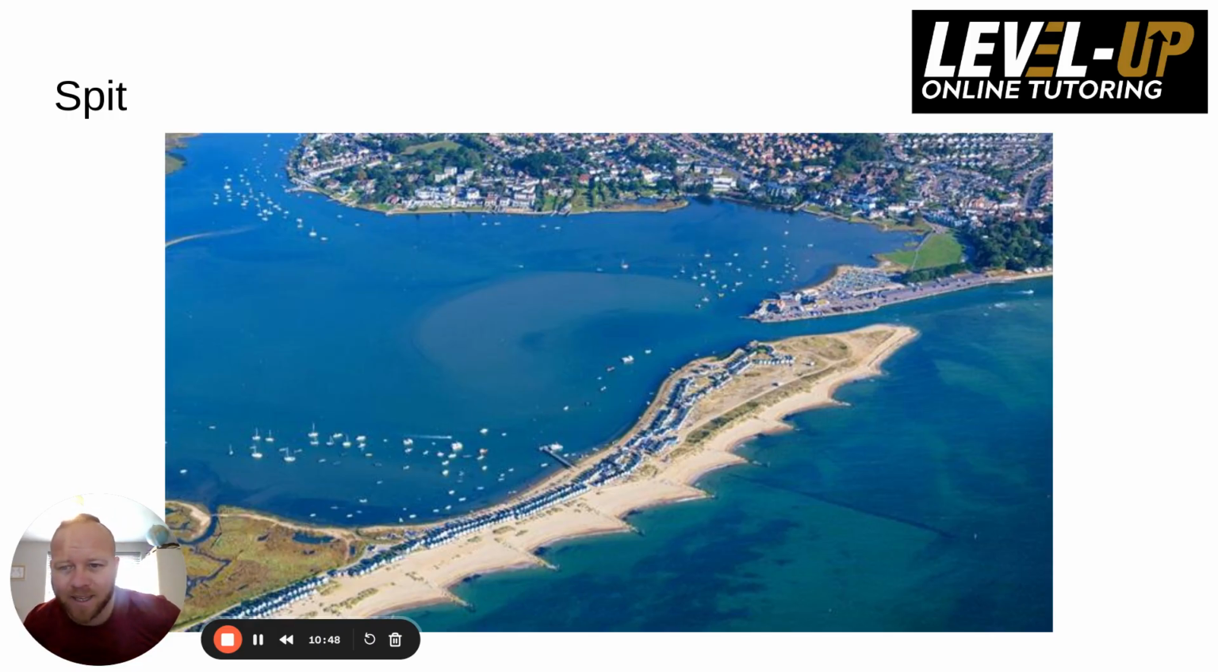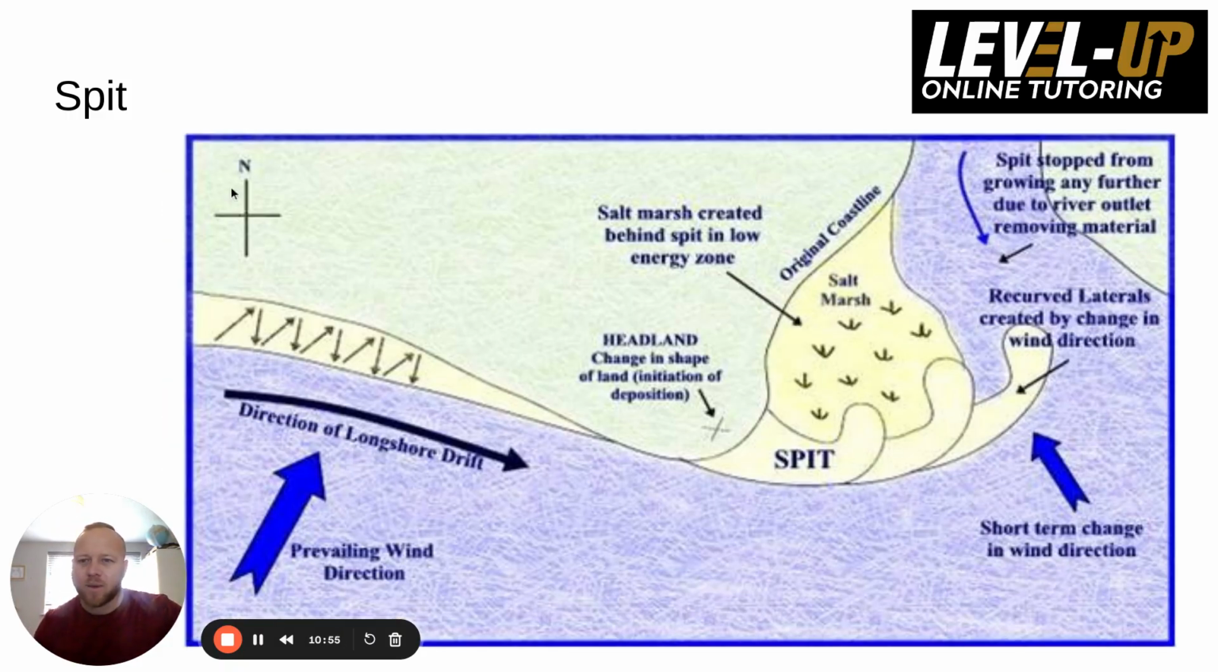This is a depositional landform called a spit. Okay, and the best way to show you this one is here. So we've got our original coastline, and we talked about longshore drift earlier. So sediment moves in via the swash and backwash because of the prevailing wind, swash, backwash, all the way along the coastline. You can see here the coastline changes direction. And earlier we said that's one of the reasons why the waves deposit their sediment.